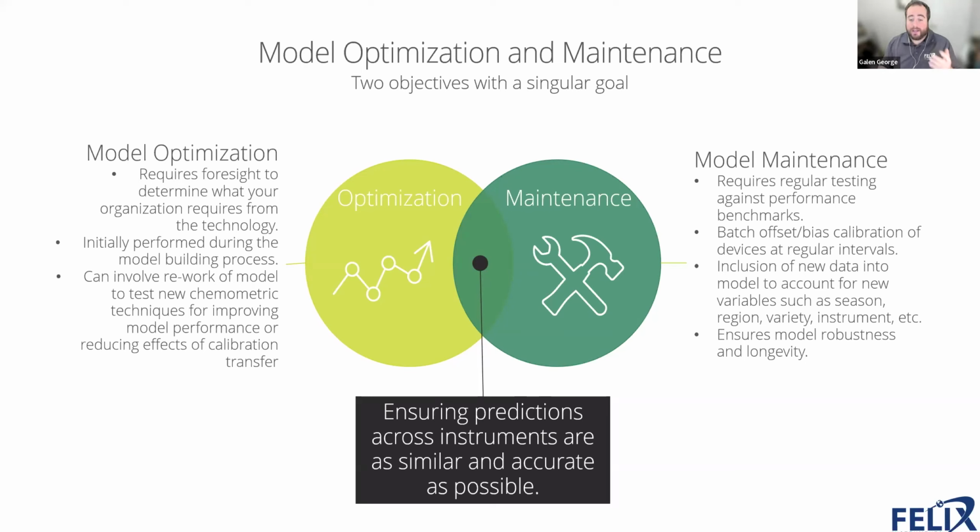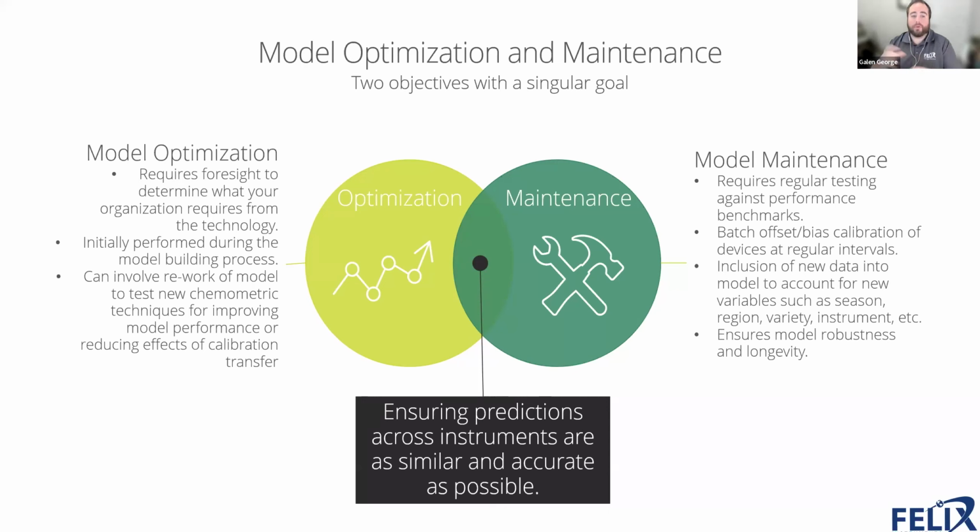So in the case of variety, if on a physiological level this new variety is quite similar to another variety that you already have a model built for, you've got to test that first, and then you might find that the model predicts just fine. But you also might find that the model doesn't predict fine. And that's what will notify you that you need to perform this kind of maintenance and update that model with some data from that new variety.